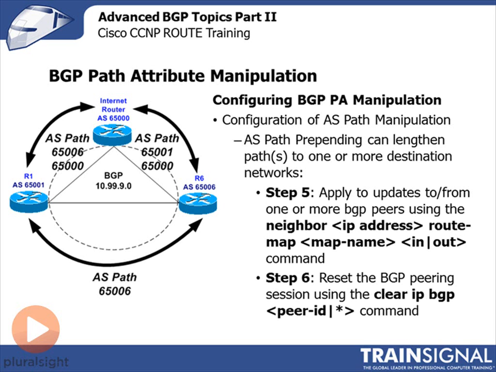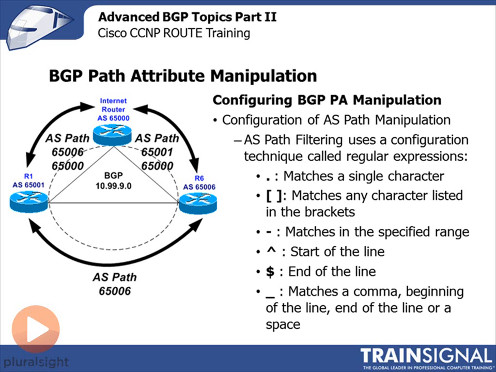Finally, in order to have this enacted or put into place for updates to or from a particular network, add the neighbor, obviously the peer IP address, route-map, the name of the map, and in or out depending on what you're trying to influence. And another critically important step is that once you've made changes on a BGP neighbor, you have to clear the relationship for the settings to take effect. The easiest way to do this is the clear ip bgp * command, which resets all relationships, although you can do it selectively by neighbor or by autonomous system. So keep that in mind. Always make sure you clear your neighbor relationship for it to take effect.